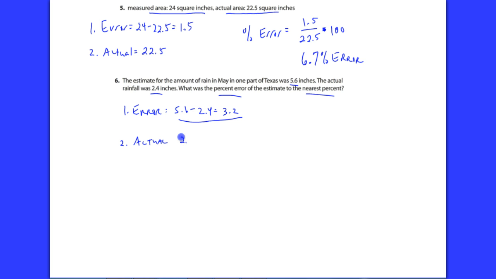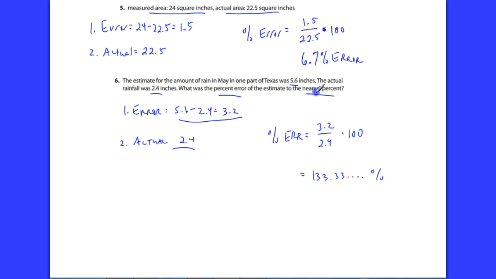All right, so the percent of error equals the change, the error, divided by the actual, 3.2 divided by 2.4 times 100. Put that all in your calculator. You get 133.33333 repeating percent.